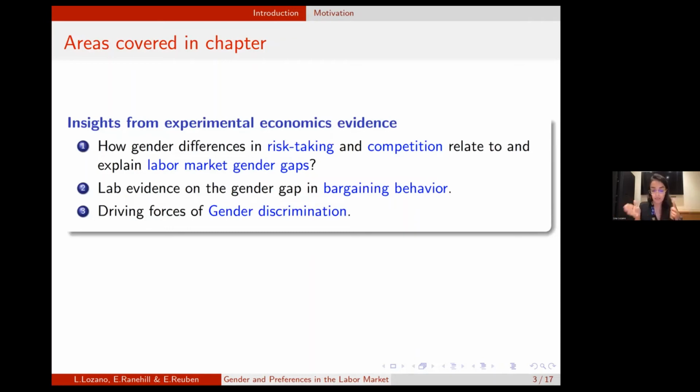So this is a long history of research in experimental economics, and I guess the previous talk spoke a bit about this, on how to relate risk-taking behavior and competition to labor market outcomes. Now the second part of the chapter also talks about bargaining behavior and gender differences in bargaining behavior, and how the lab evidence has been so useful to understand some of the mechanisms behind the gender gap. And lastly, the last part of the chapter concludes a bit with the literature on gender discrimination, taking some insights also a bit from beliefs and preferences.